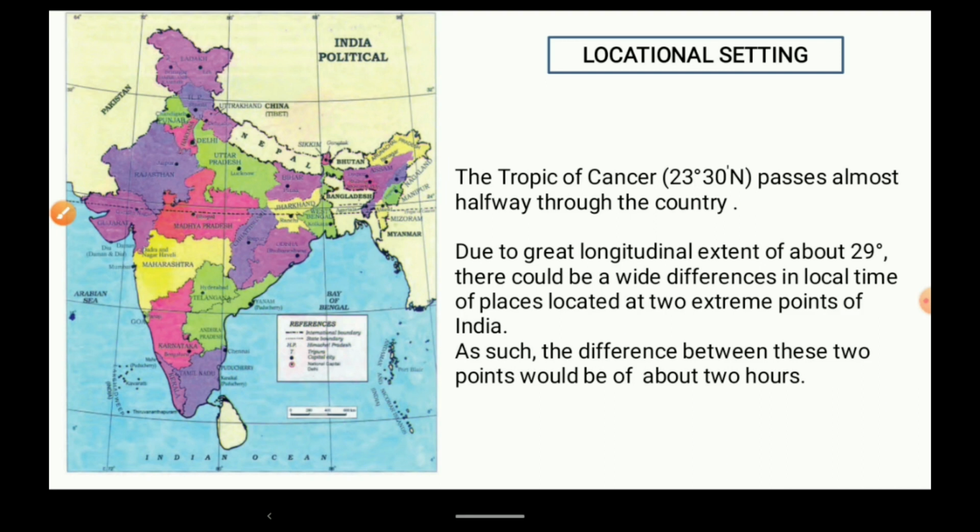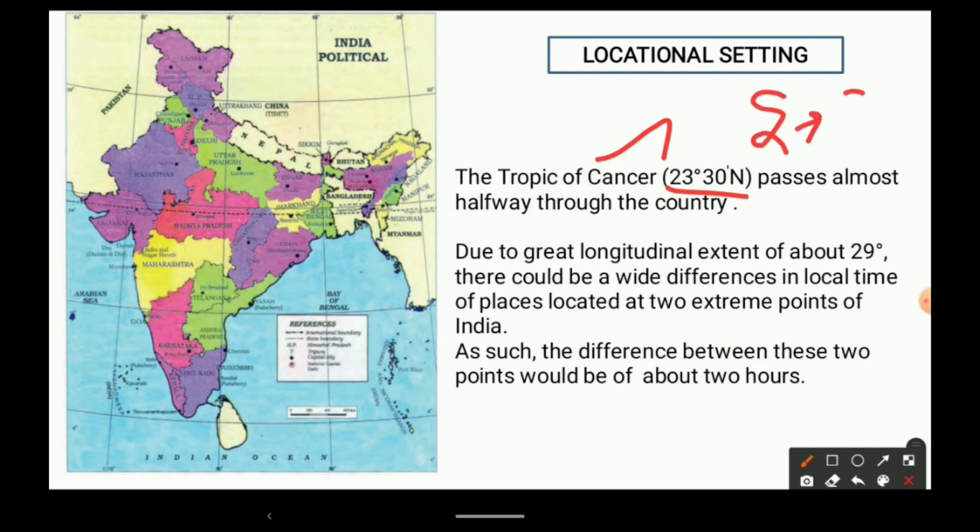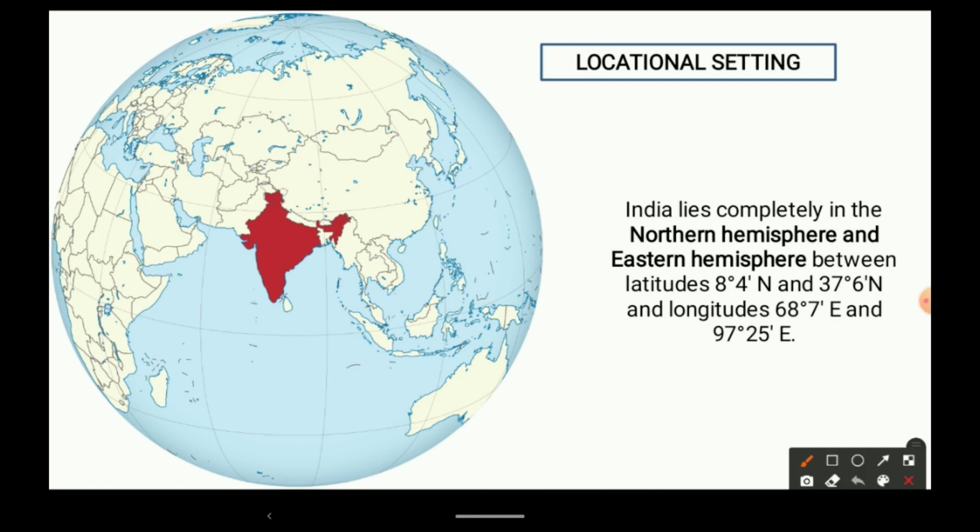We all know that the 23 degree 30 minutes north latitude is called the Tropic of Cancer, while the 23 degree 30 minutes south is called the Tropic of Capricorn. The Tropic of Cancer passes through our country, cutting our country into two equal halves. In the previous slide, we saw our longitudinal extent, that is 68 degrees 7 minutes east and 97 degree 25 minutes east.